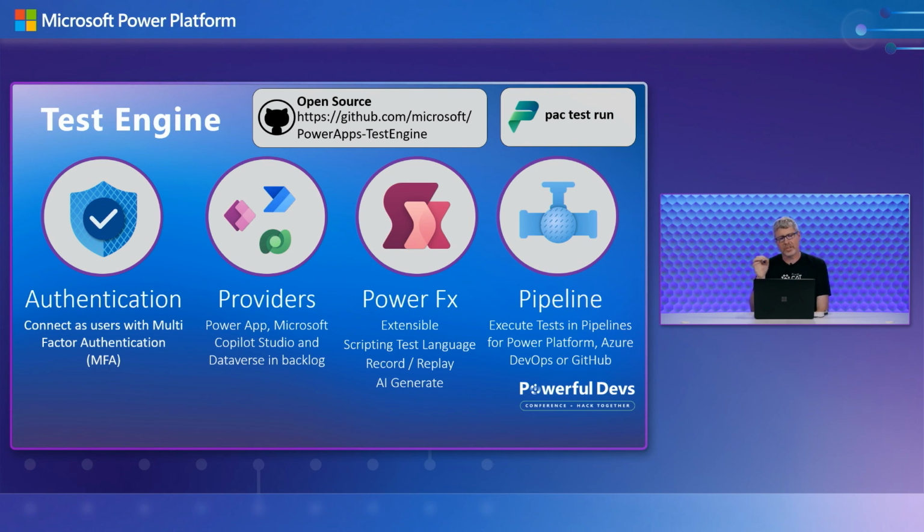The second one is we've started with Power Apps, but we also have a roadmap to add Microsoft Copilot Studio and Dataverse as other first-party providers that you can create tests for.